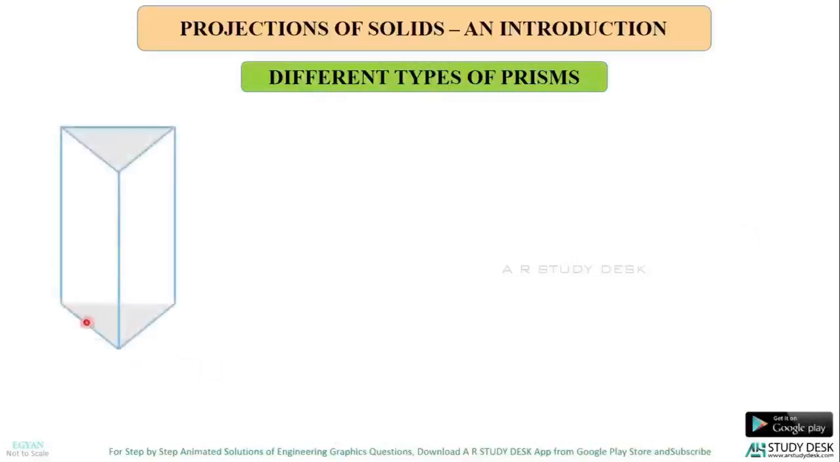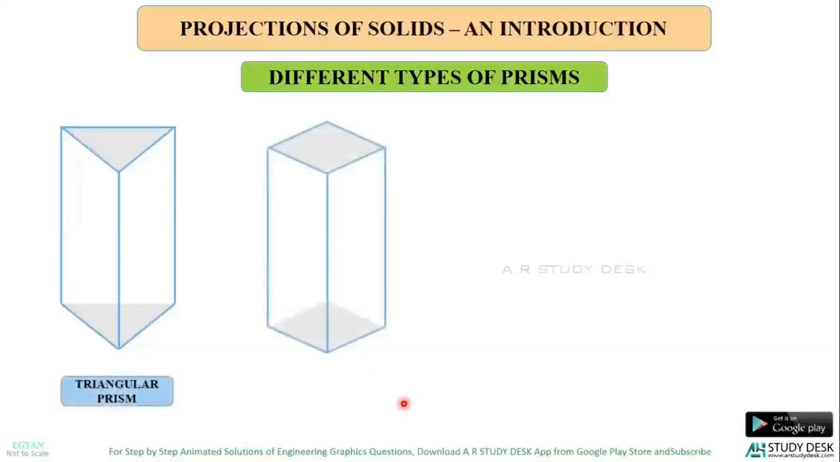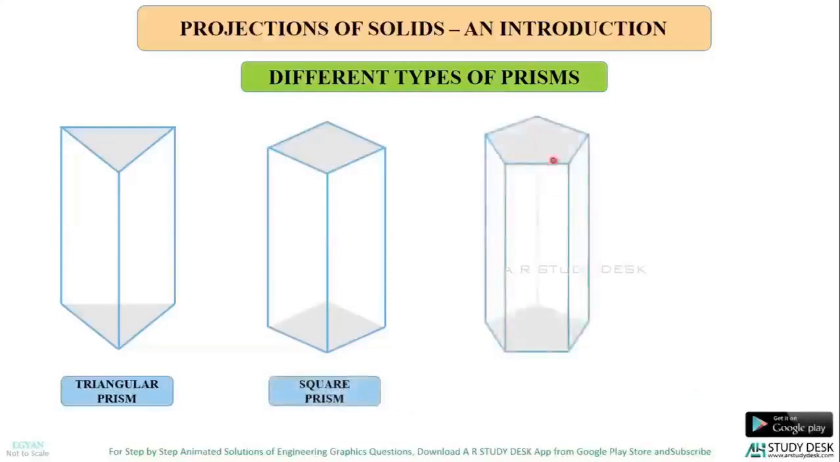Here, the base and the top of the prism is triangular in shape. So this is called a triangular prism. Similarly, this is again a square prism. Now this is a pentagonal prism because the top and the base is of pentagonal shape. So this is called a pentagonal prism.